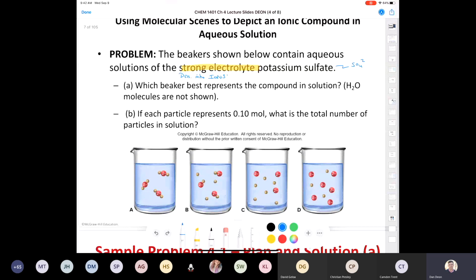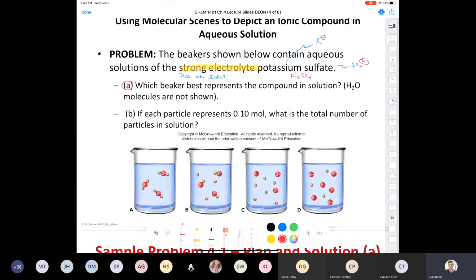How did I know that? I memorized it. Potassium, like we just said earlier, is always K+. Well, how many potassiums do I need to combine with my SO4? This has a charge of +1. This is a charge of 2-. So it must be K2SO4. Okay, I've got that down. Now the question is, which beaker best represents the compound in solution?